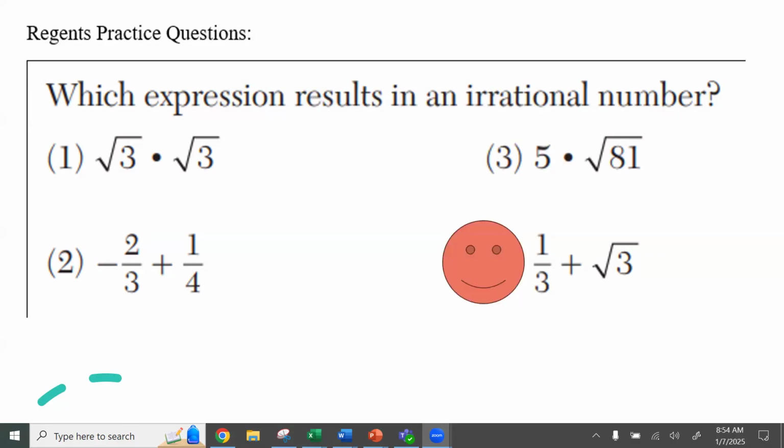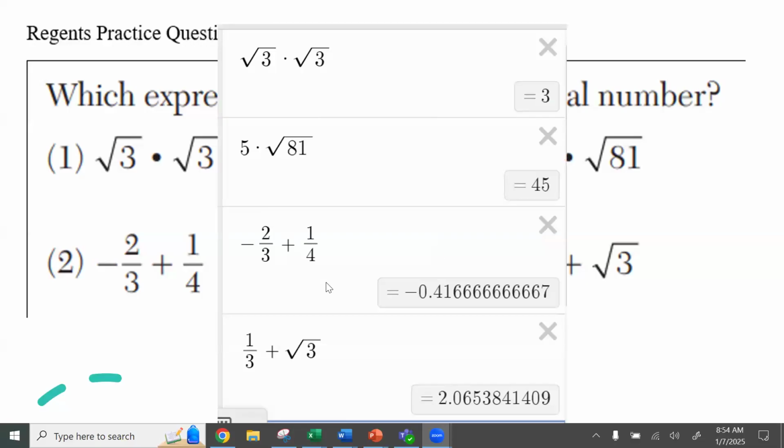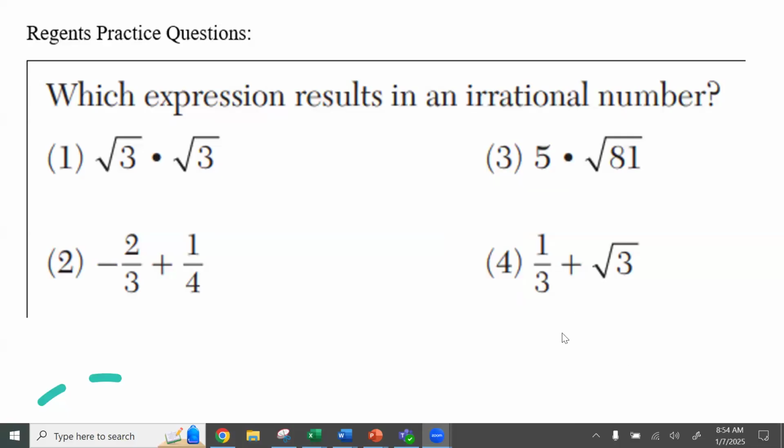And guys, I don't know why my screen isn't showing the graphing calculator. I thought I had the picture of it, but whatever. Your graphing calculator will give you a fraction right here, and that's fine because a rational number can be written as a fraction. So 4 was your loser.